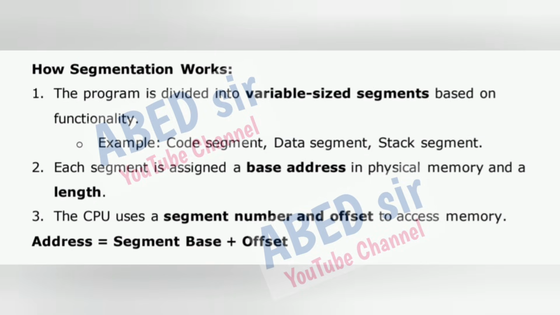How segmentation works. 1. The program is divided into variable-sized segments based on functionality. Example, code segment, data segment, stack segment. 2. Each segment is assigned a base address in physical memory and a length. 3. The CPU uses a segment number and offset to access memory. Address is equal to segment base plus offset.